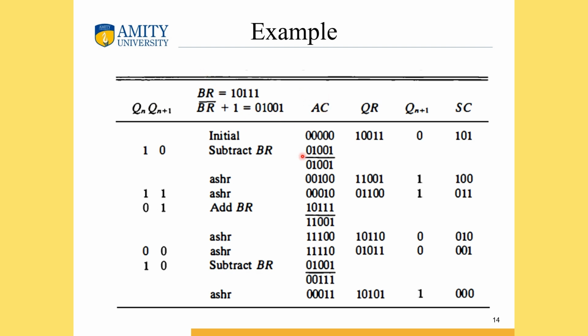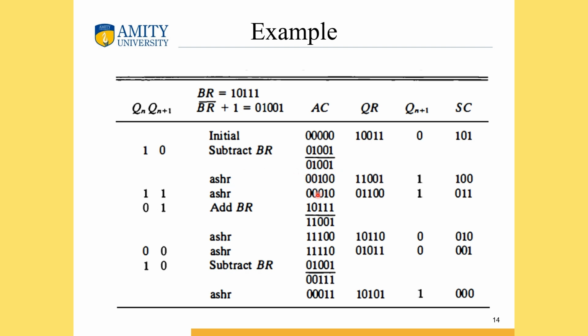You are going to write AC as 0 initially. QR will be given to you in the question. Qn plus 1 is 0. Sequence counter is set to 5 because we have 5 bits. And then at the first step we see Qn is 1 and Qn plus 1 is 0. Okay, so 1 0, which is the state for the left side of the flowchart. We saw subtraction, so we're going to subtract, or you can say the addition of 2's complement. Fine, this is the output we get, and then arithmetic shift right.